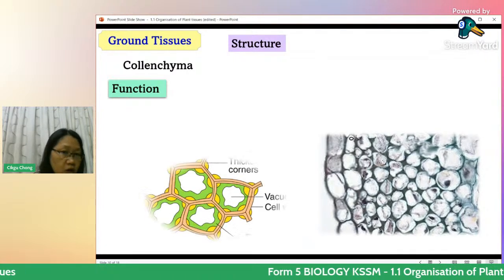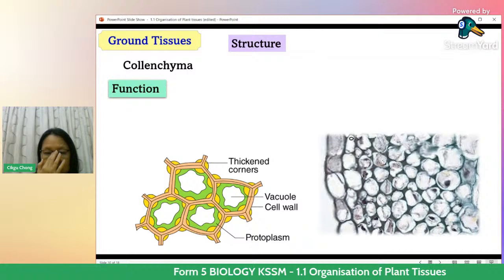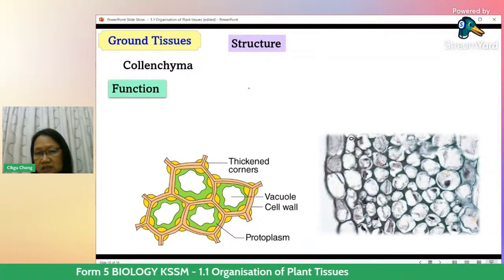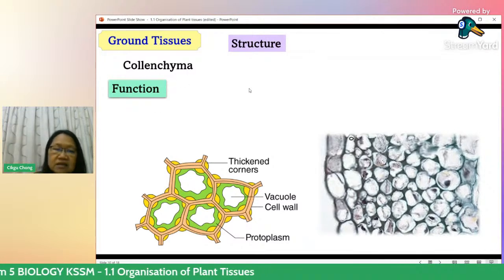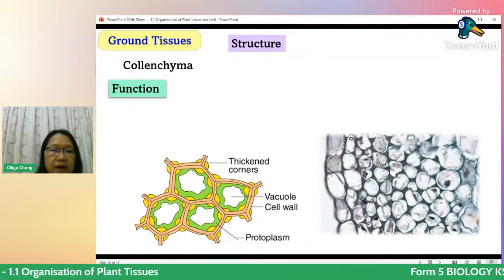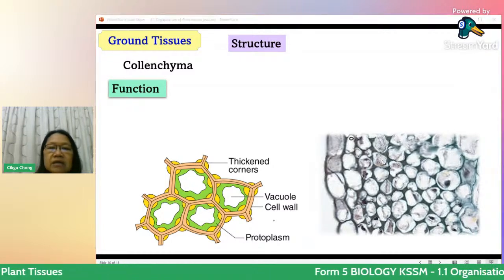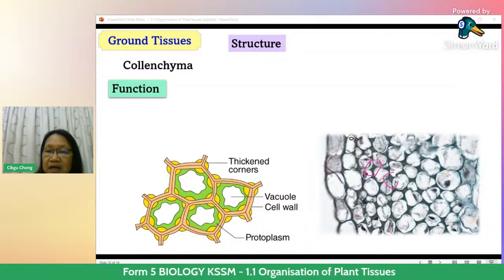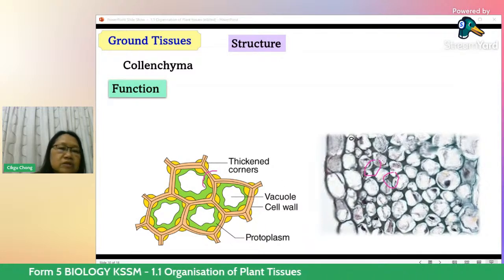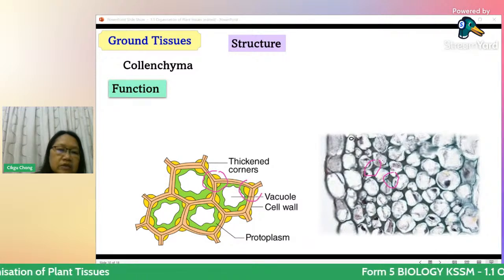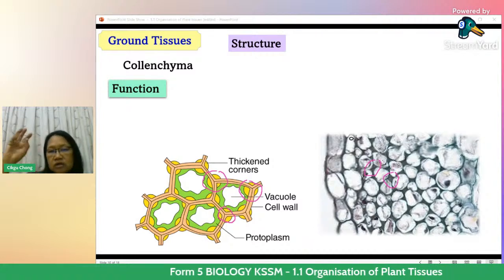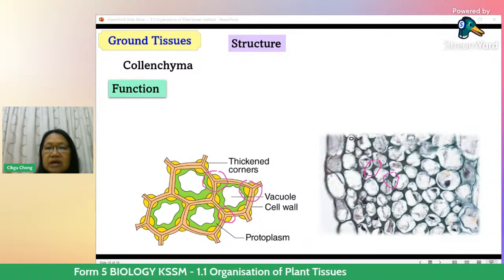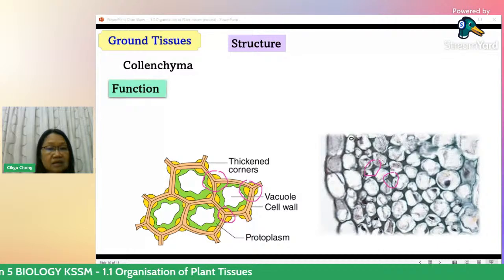And if we look, you will see that certain areas, certain corners, are actually thicker. Let me use my pen. I'm going to use pink color here. You can see the corners here are a little bit thicker, right? The black color actually refers to the cell, and this yellow and green are the cell wall. So it's a little bit thicker, the yellow part here, at the corners. They have thickened corners.